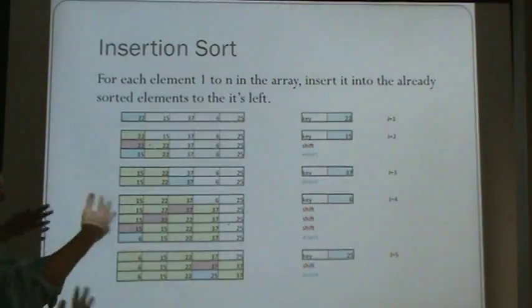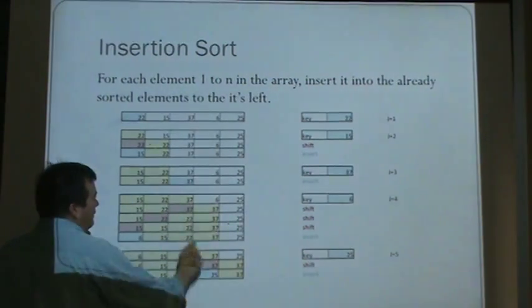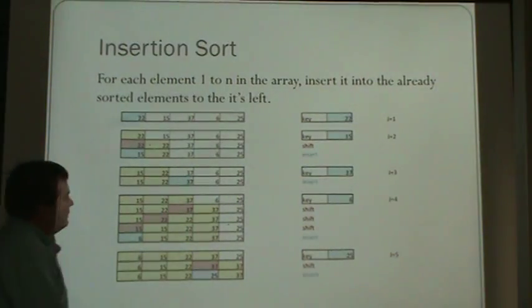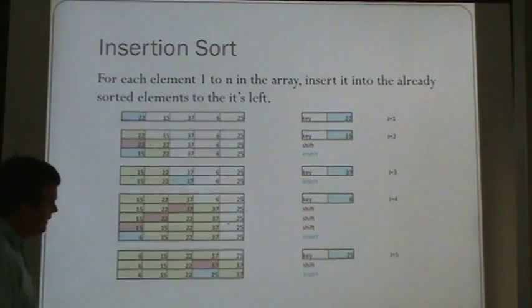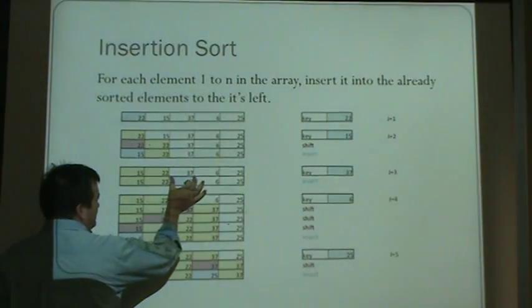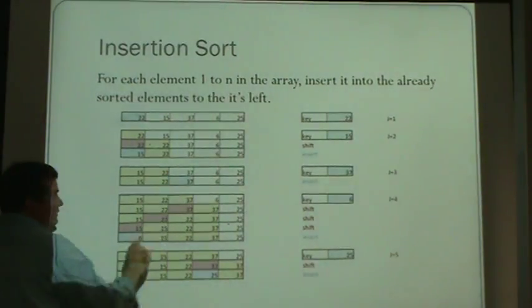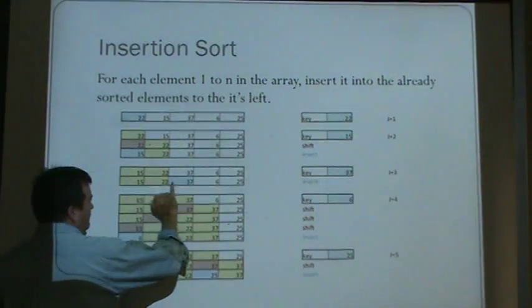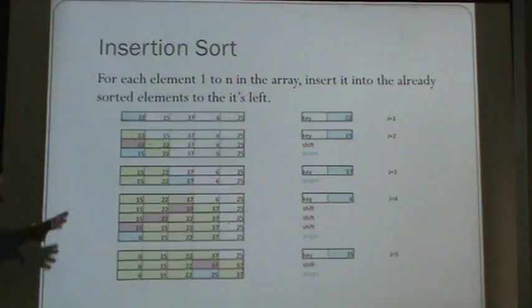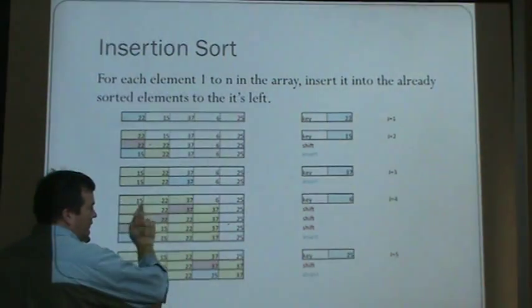So in the next stage of the algorithm, we have 15 and 22 sorted, and we're trying to figure out where 37 goes. We put 37 into our key field, and then we ask ourselves, is 37 less than 22? If it's not, then we're done. We can put 37 in this spot, which is really where it was, and we can consider these three fields sorted. So at the next iteration, we have 15, 22, and 37 sorted.